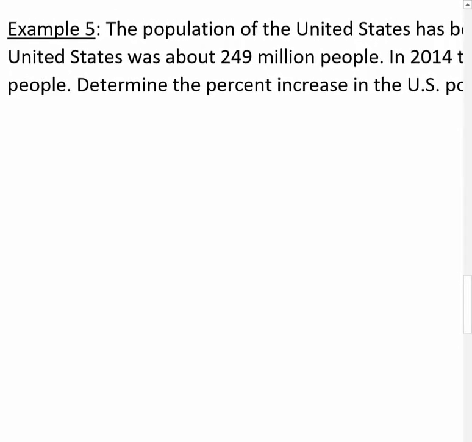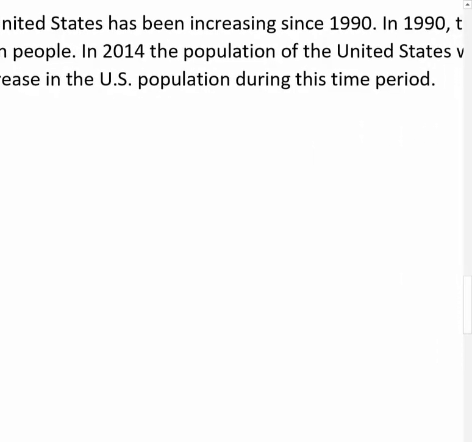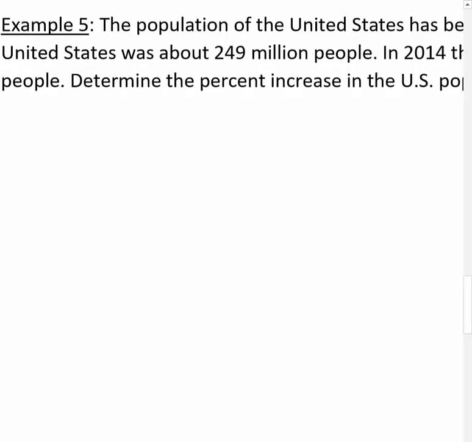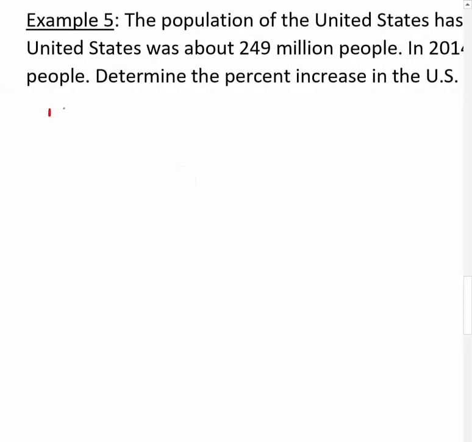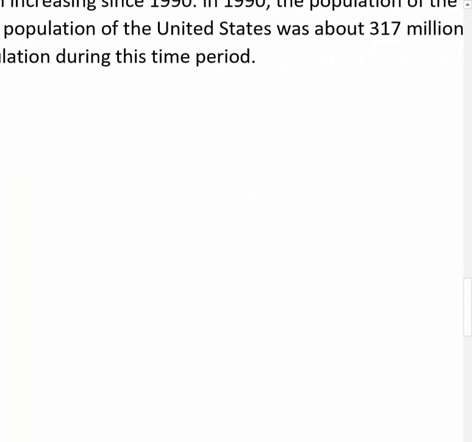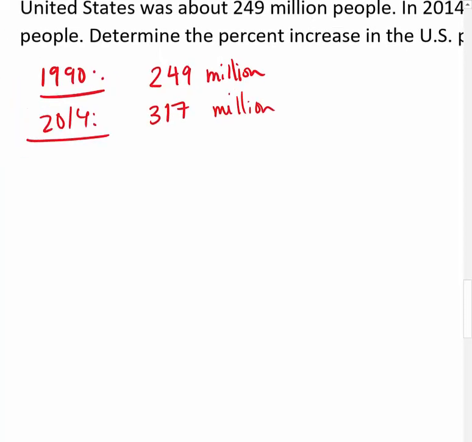Example 5. This sounds more interesting. The population of the United States has been increasing since 1990. Huh, so does that mean before 1990 it wasn't increasing? It's kind of hard to believe, huh? Anyway, in 1990 the population of the United States was about 249 million people. I'm gonna try to remember that. Okay, 1990, population was 249 million. Alright. And then in 2014, it was about 317 million. Okay.